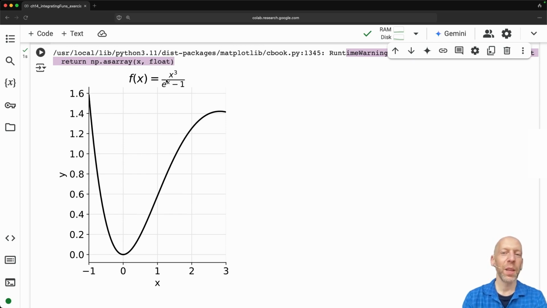Now, it's interesting also to consider the limit of this function as x goes to 0. If we try to plug in, we'll fail because we get 0 divided by 0.